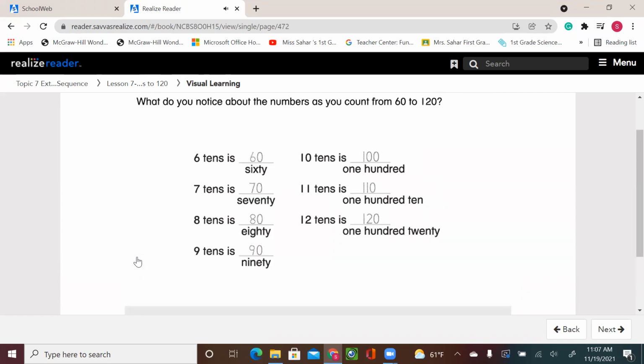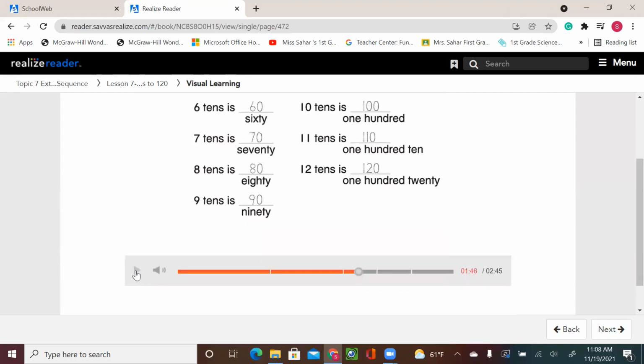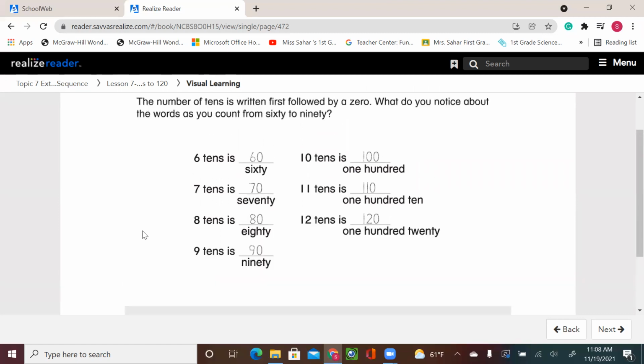What do you notice about the numbers as you count from 60 to 120? We skip count by tens, I'm adding 10, and there is a pattern. When it's 6 tens, it's 60. When it's 7 tens, it's 70, and so on. The number of tens is written first, followed by a 0.